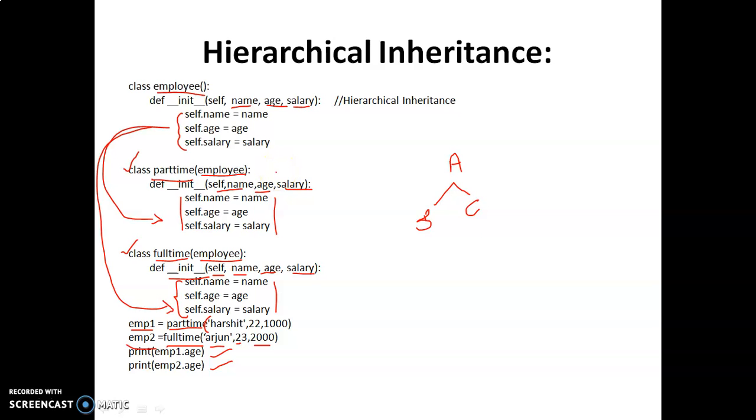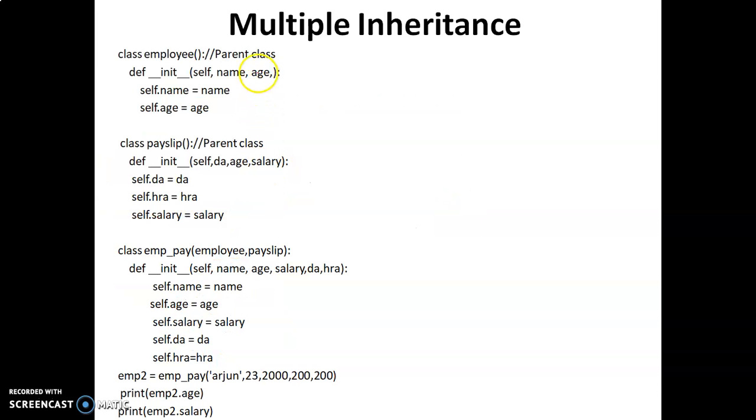Next we'll see another type of inheritance, multiple inheritance. With multiple inheritance, we can create one child class from more than one base class. Here I'm taking an example where one base class is the Employee class and another base class is the Payslip class. Employee has name and age, and Payslip has DA, HRA and salary. From these two I want to derive a child class, EmpPay, that is employee details and payment details of the employee.